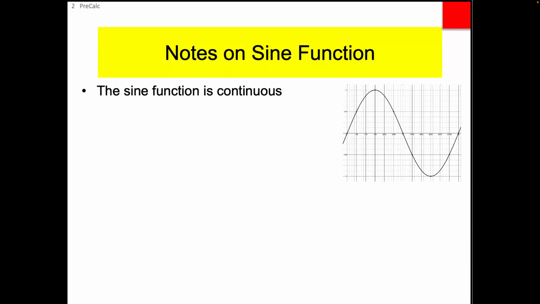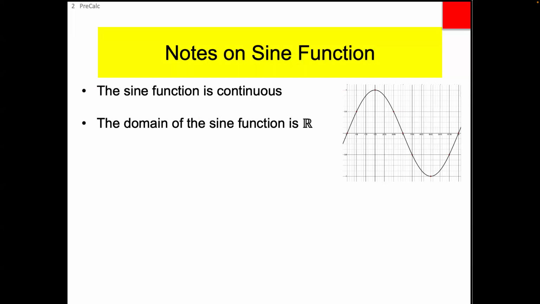First and foremost, do you have to lift your pencil up to make the shape? No. So you're saying to go from here to here, I got to lift my pencil up? The answer is no. Therefore, that's what makes it continuous. There's no gaps, there's no holes, there's no jumps, right? So sine function is continuous. There are no holes, there's no gaps, no vertical asymptotes, so therefore it's all real numbers.